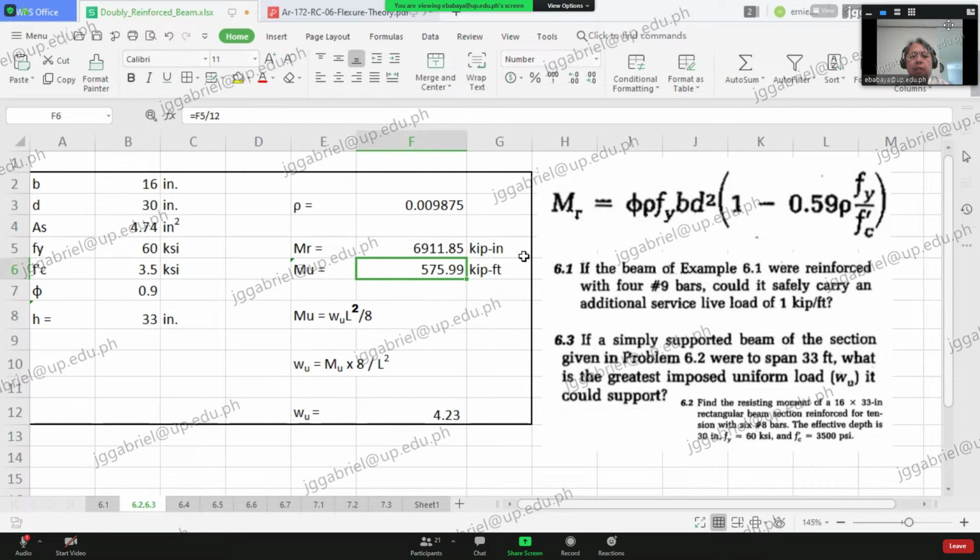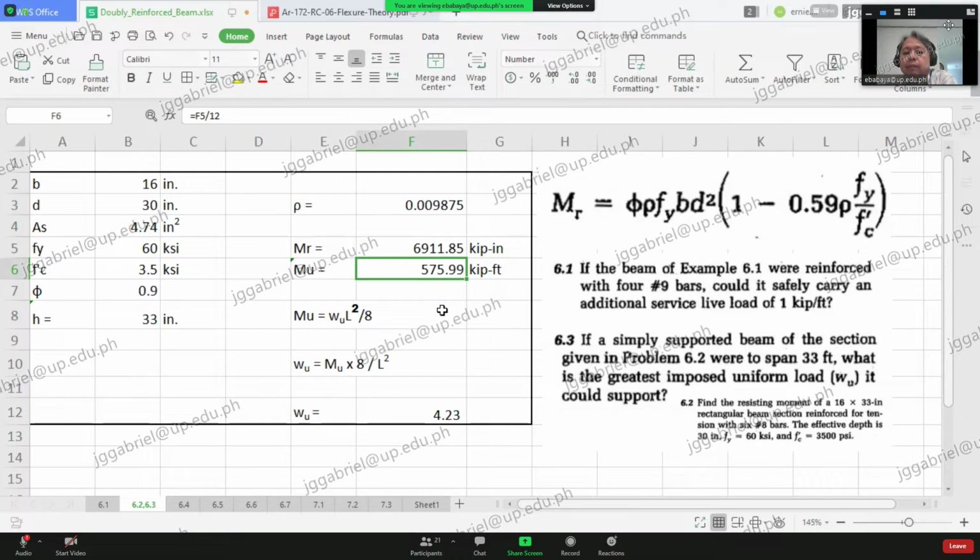So anyway, this is our MR. Now, we are equating that to MU because that's where we will base the answer for 6.3. It says, if a simply supported beam of the section given in 6.2 were to span 33 feet, what is the greatest imposed uniform load WU it could support?